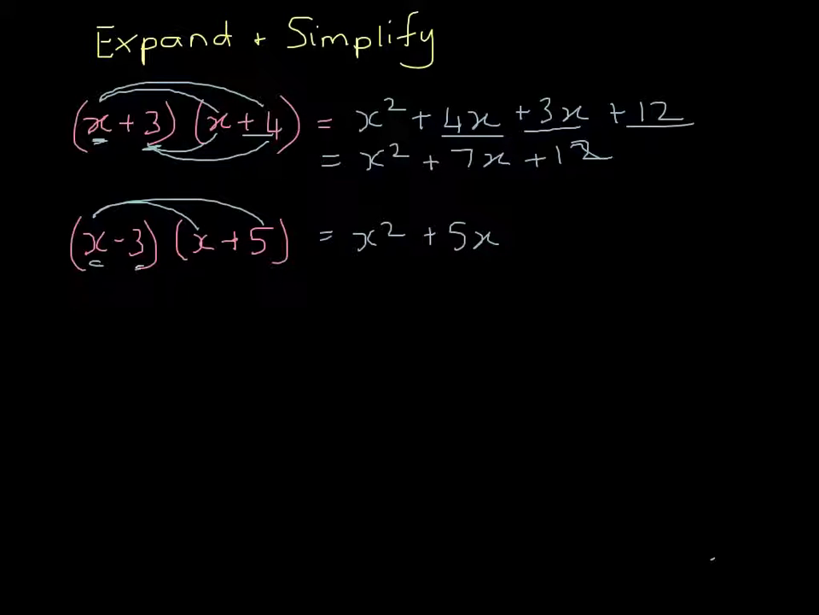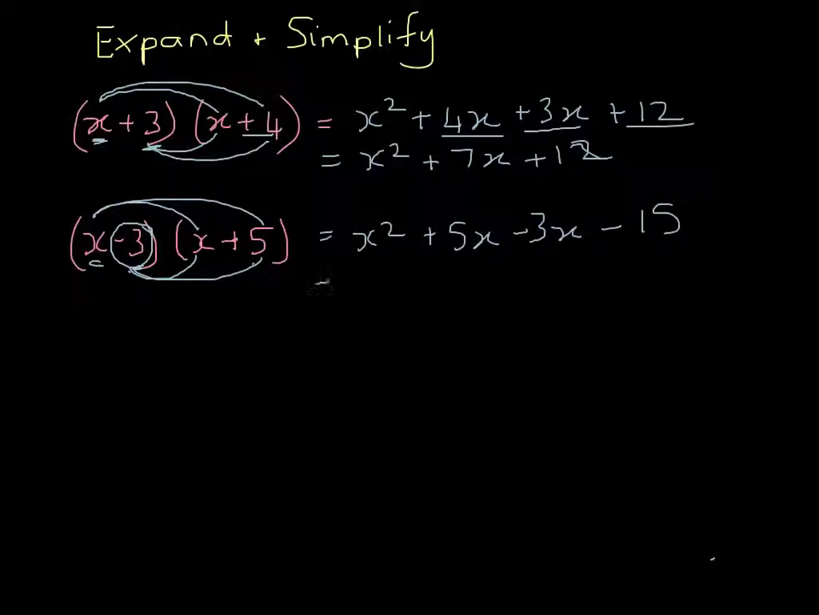Then I start with the second term, and multiply everything in the bracket by that second term. This is a negative 3. Be careful, that minus makes it a negative 3 times x, which is a negative 3x. And a negative 3 times a positive 5 is a negative, negative 15.